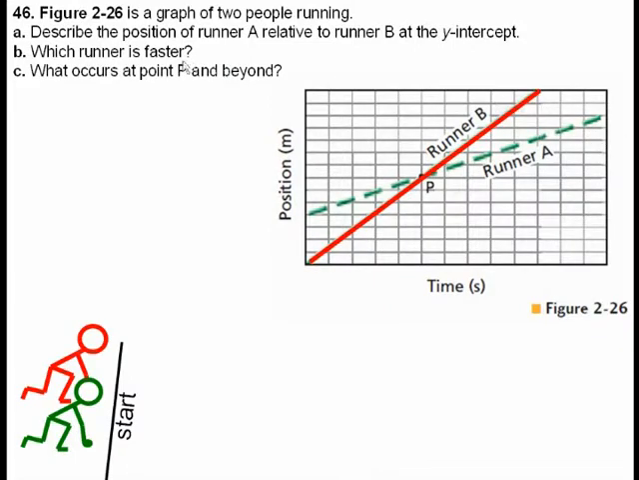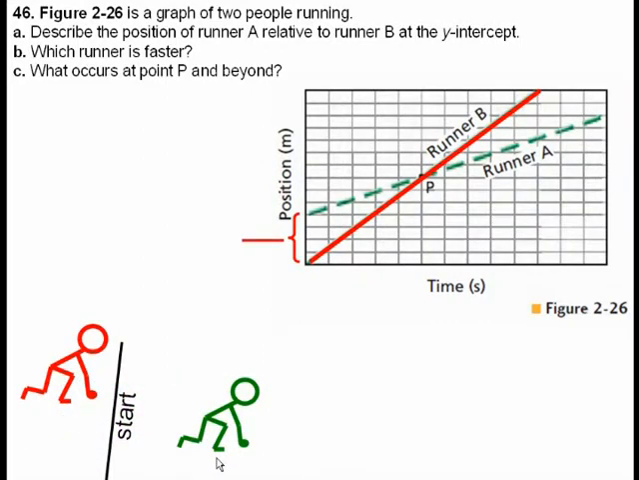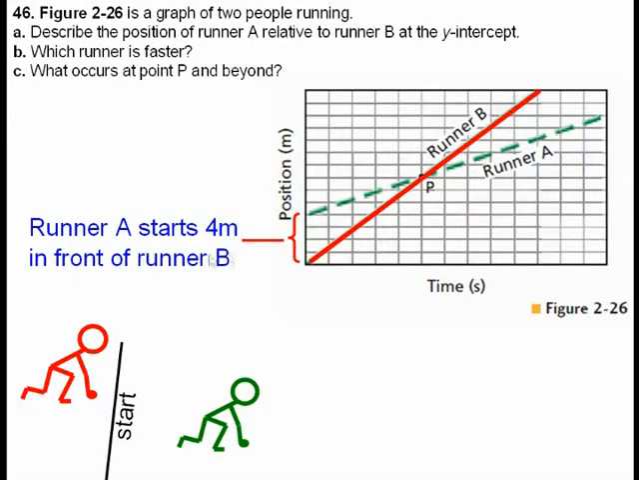All right, new graph. Describe the position of runner A relative to runner B at the y-intercept. So right along here, we can see runner B is at 0, but runner A is 1, 2, 3, 4 meters in front of him. So what that means on your race, this guy has a head start. Runner A is 4 meters in front of runner B.